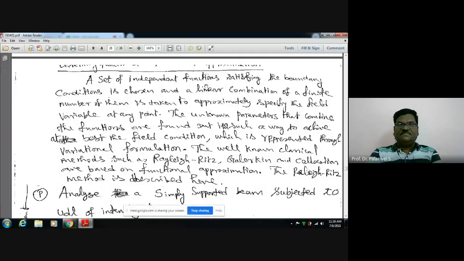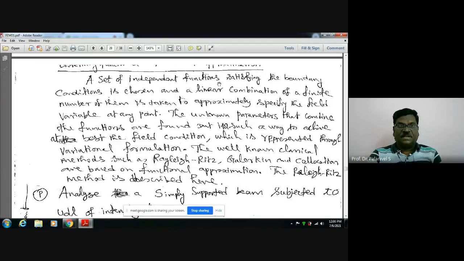A set of independent functions satisfying the boundary conditions is chosen, and a linear combination of a finite number of them is taken to approximately specify the field variable at any point. For example, take a beam problem. The field variable is the deflection along the length of the beam. To represent the deflection, we choose a set of independent functions satisfying the boundary conditions, both kinematic and static.